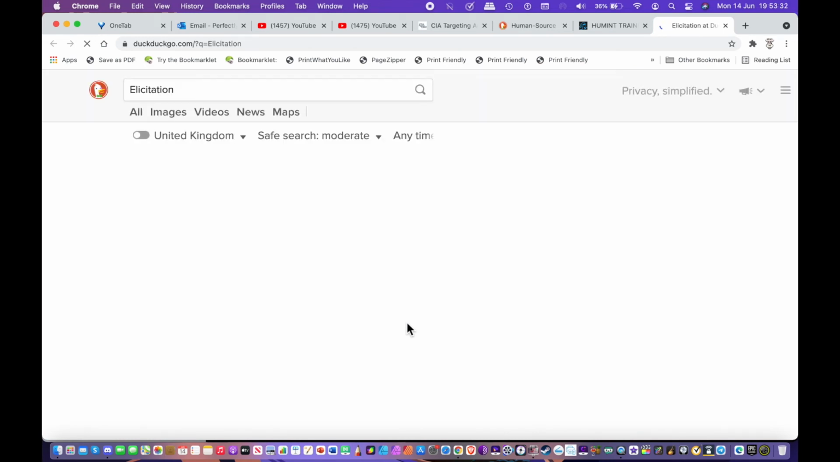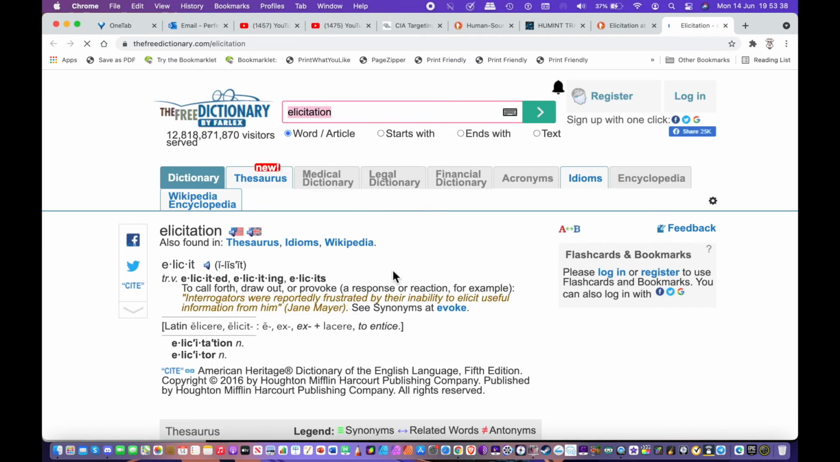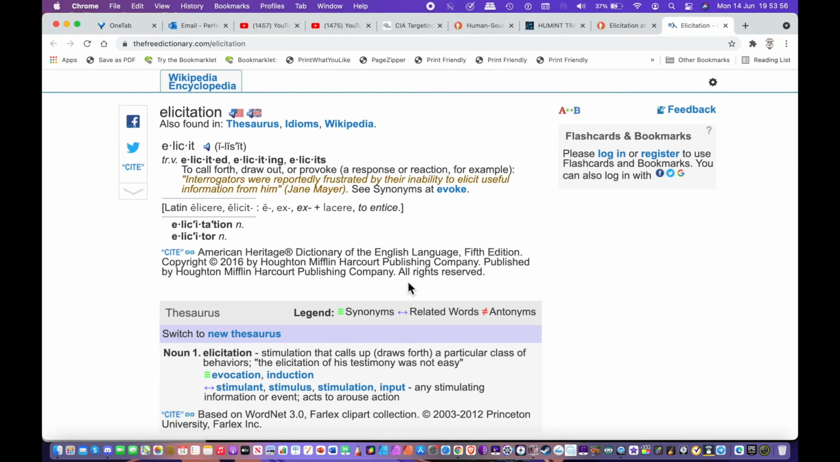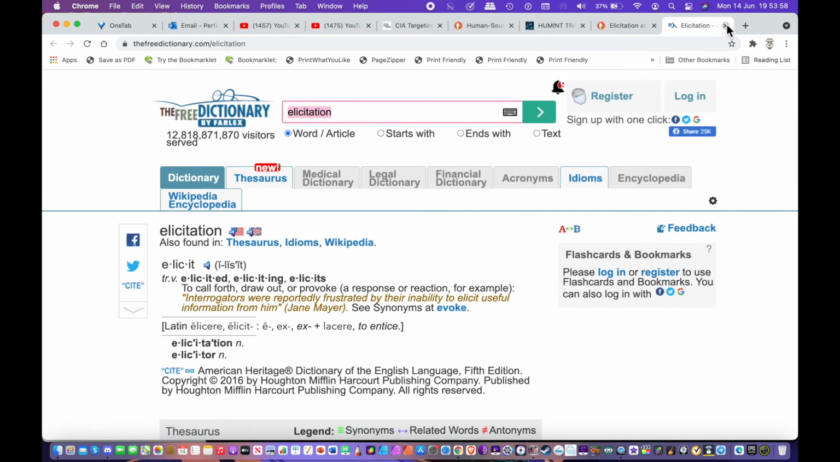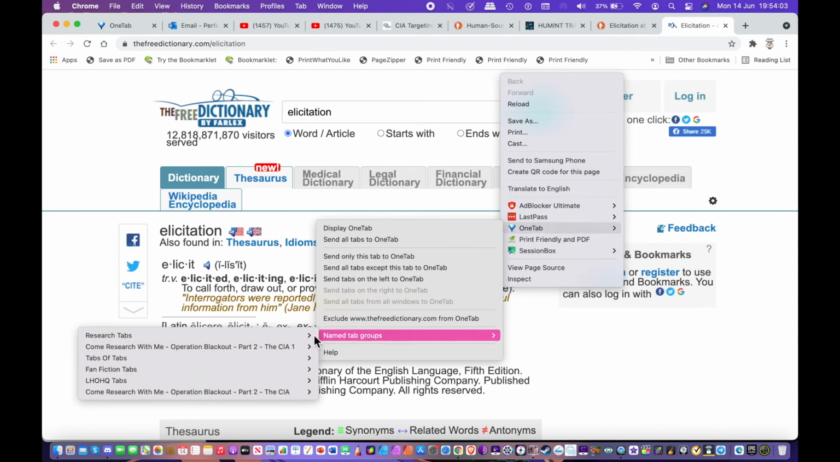That is a new word. I like new words. To call forth, draw out, or provoke a response or reaction. For example, interrogators were repeatedly frustrated by the inability to elicit useful information from him. Oh, okay. That makes a lot of sense. I shall put that away as well.